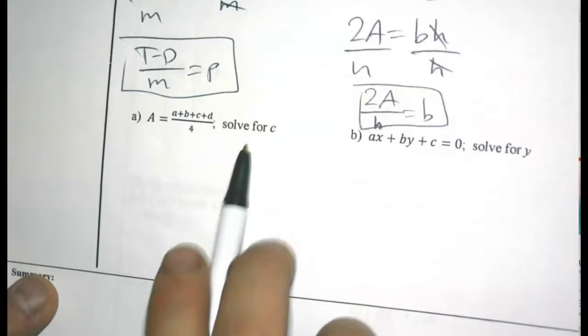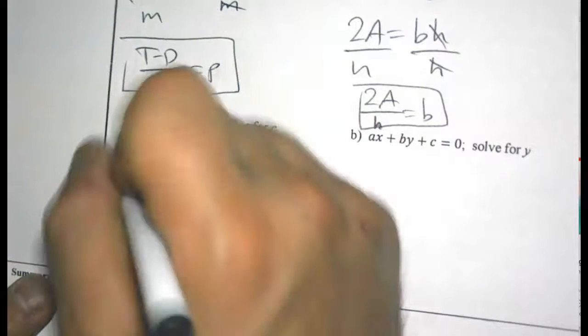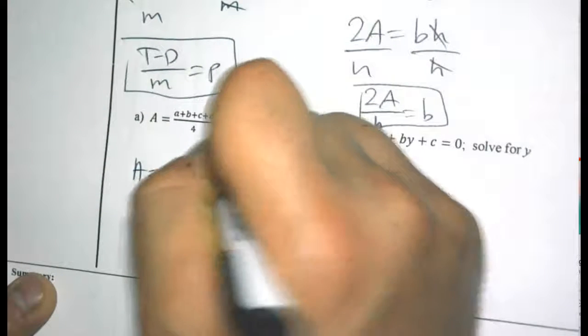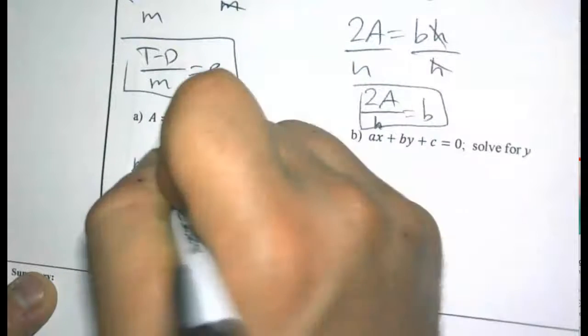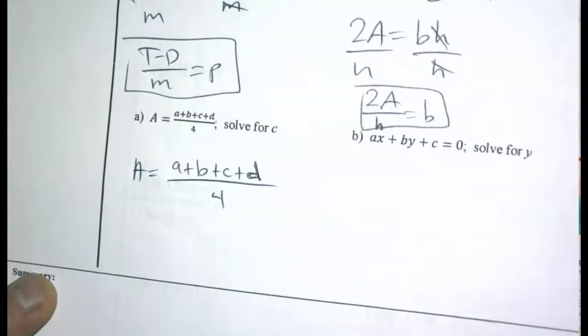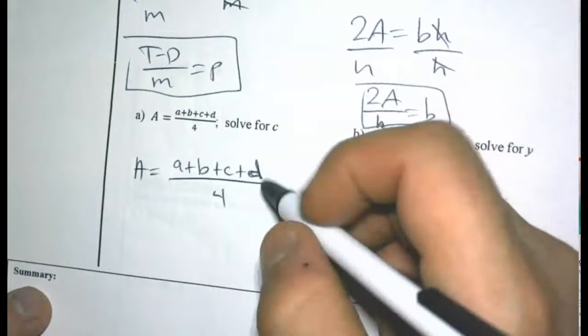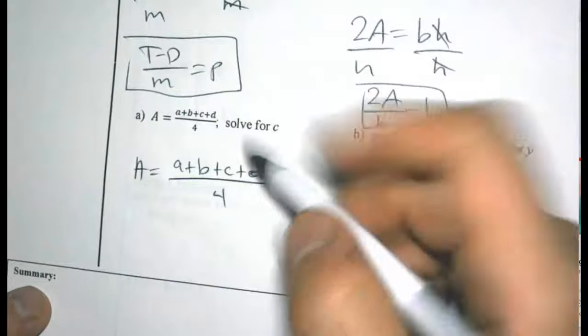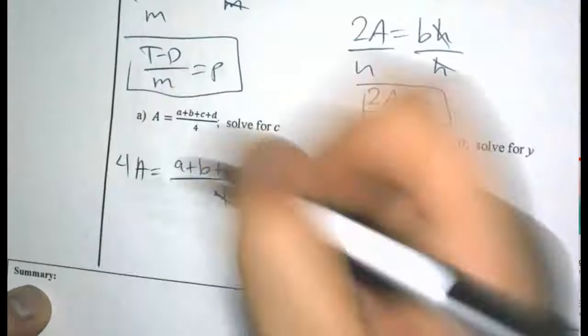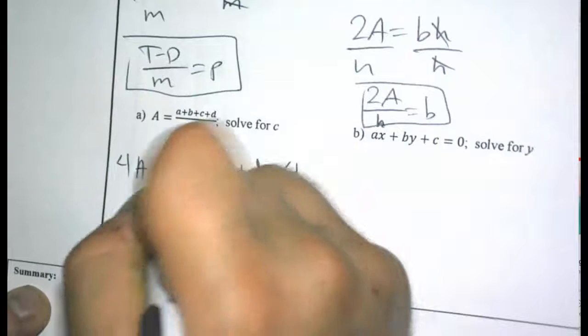This next one wants me to solve for c, so let me rewrite it. Capital A equals lowercase a plus b plus c plus d, all lowercase, over 4. So the capital A and the lowercase a are not the same value in this case. If I've got to get c by itself, first thing I'm going to do is get rid of that 4 by multiplying.